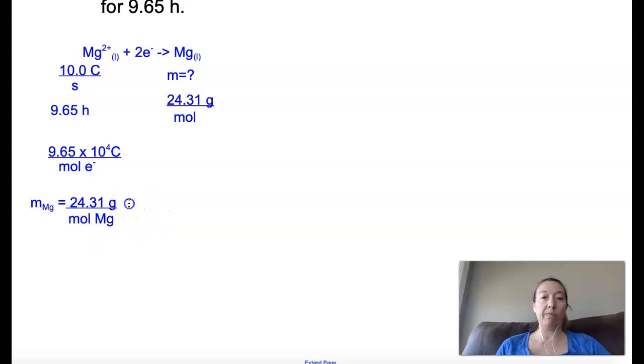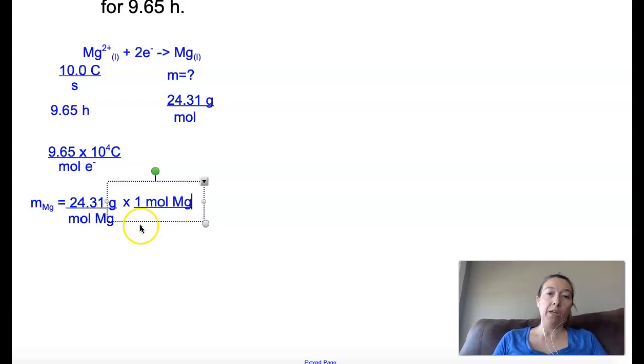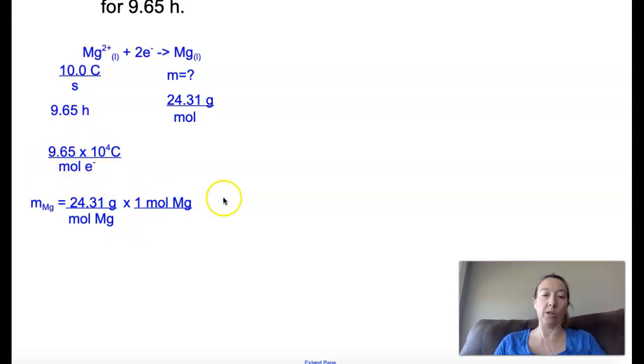We're going to get rid of moles of magnesium using a ratio. So we do times, and to get rid of moles of magnesium, it goes on the top, so 1 mole of Mg. What goes on the bottom is our electrons, because the other thing we have is moles of electrons inside of Faraday. Looking at this equation, there are 2 moles of electrons in it, so we write 2 moles of electrons. From this, I can cancel the unit moles of magnesium. And now the unit I need to get rid of is moles of electrons.